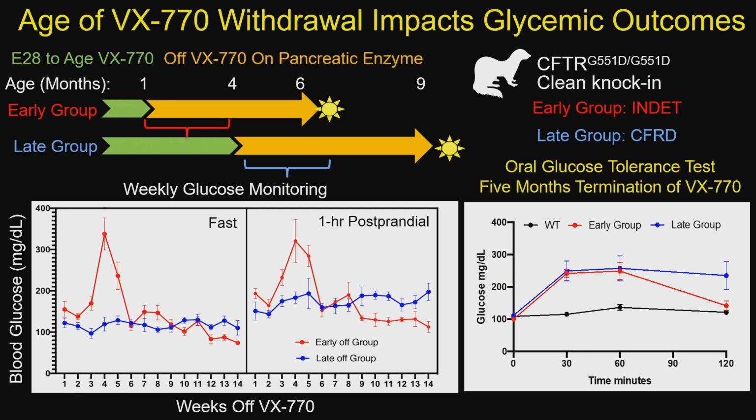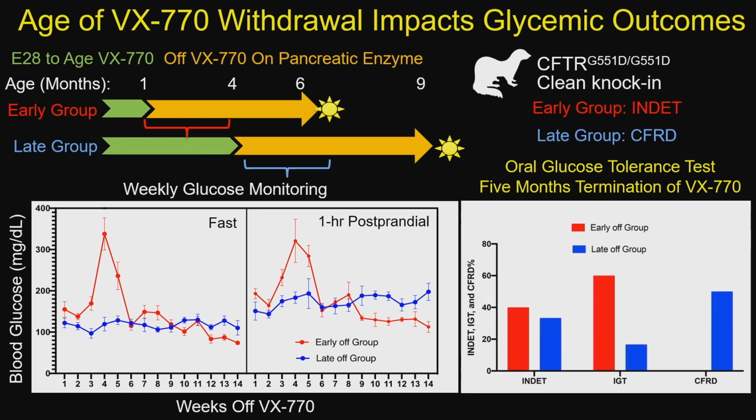And on the right, you can see that in a formal mixed meal or oral glucose tolerance test, this is at equivalent stage of going off of VX770 in the two age groups. And the one that went off later had worse glycemic outcomes. This would be classified as CFRD. And the one that went off at the earlier time point would be indeterminate glycemia, a less severe state. And this just classifies the number of animals, or the percent of animals, that are seen in each of these groups. So going off the CFTR modulator later in life led to worse outcome, potentially because the pancreas has the ability to regenerate and remodel better when it's younger.